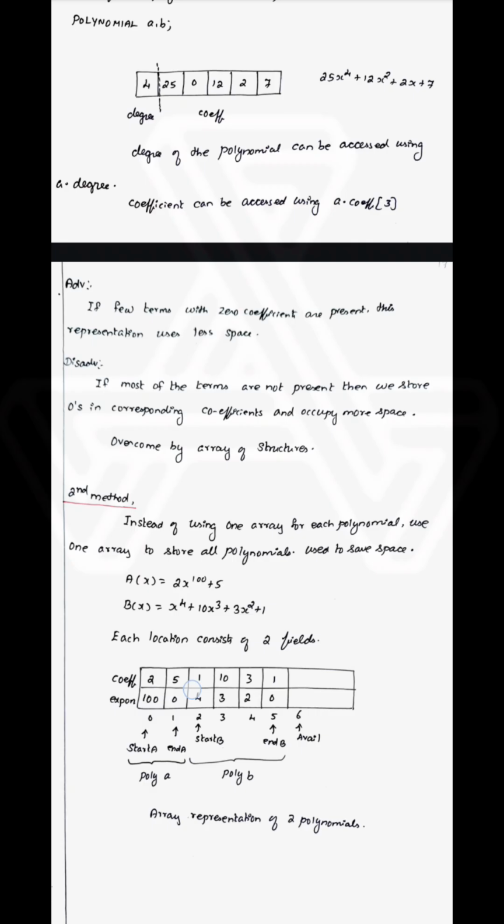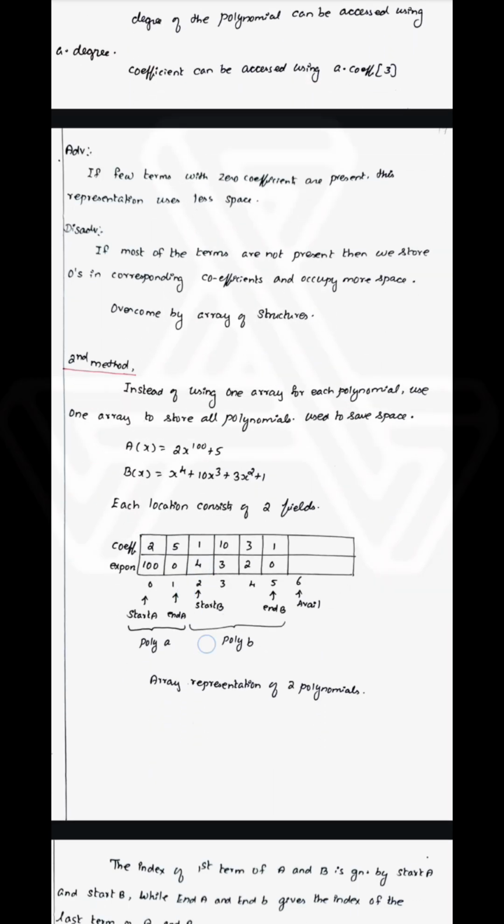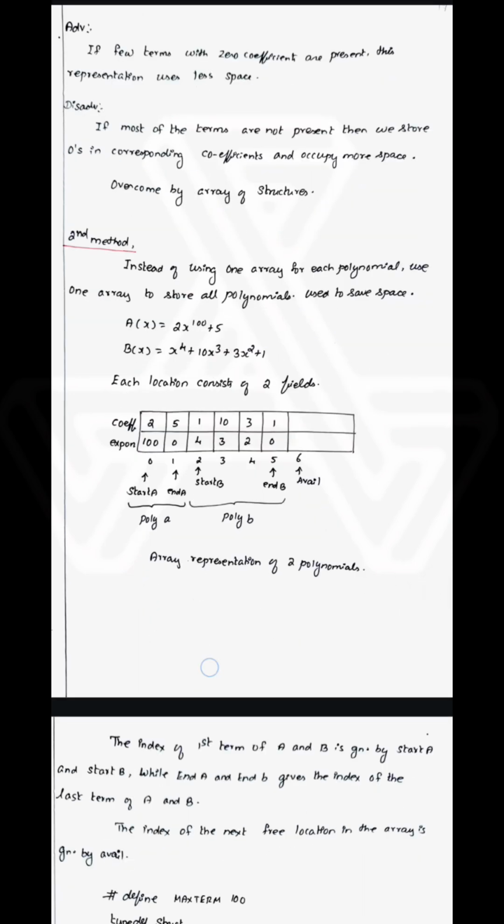Advantage: if the same terms with 0 coefficient are present, this representation uses less space. Disadvantage: if most of the terms are not present, then we store zeros in the corresponding coefficients and occupy more space. To overcome this, use an array of structures.